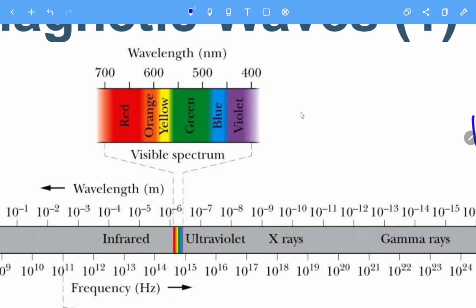And for even shorter wavelengths, human beings cannot see this ultraviolet wave. And also this part is the infrared, for even longer wavelength. Actually for human eyes, we cannot really see these two kinds of waves. But at that time, the scientists already knew the existence of the infrared and also the ultraviolet. Beyond that, they didn't know too much.